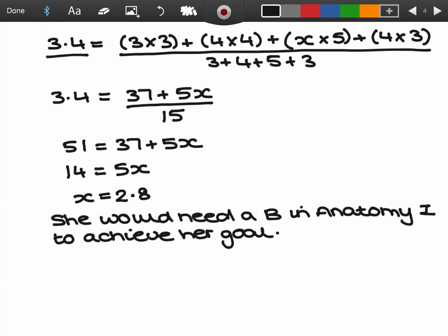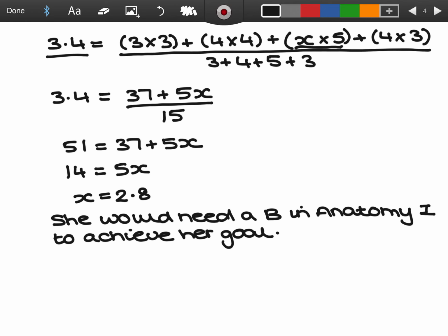Well, we start out saying that her weighted mean is 3.4, because that's the weighted mean that she wanted. Then again, I go across and I say, okay, I'm going to multiply each one of these grade points by its weight, the credit hour. And when I get to that Anatomy 1 class, I'm just going to call my grade point X, because I want to know what X is. I want to know what grade she needed in that class. So if I can figure out the grade point, I can then figure out the grade. So I'm going to call it X, and I'm going to multiply it by the 5 credit hours that grade is worth. And then I've got my final class.